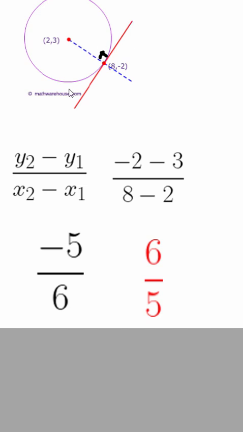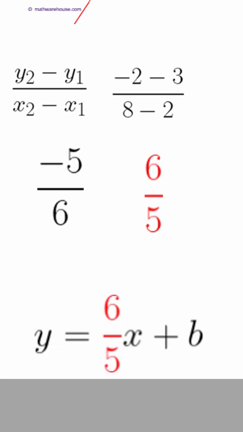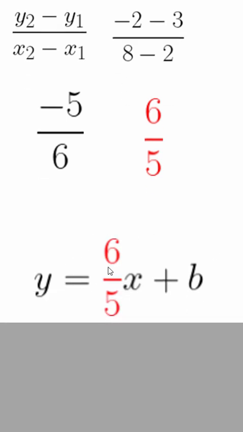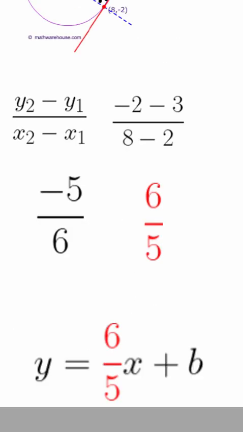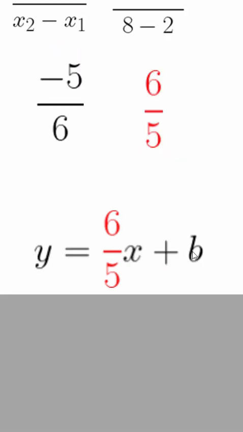So now let's think about what we have. In this red line, we know a point on the line, (8, -2), and we know its slope. That's all you need to know to be able to find the equation of a line. In slope-intercept form, it's y equals mx plus b. We know m is 6/5. We also know an x and a y. We can substitute in 8 and -2 in order to find b. And once we have that equation, we can find out which of the answer choices is on that line.